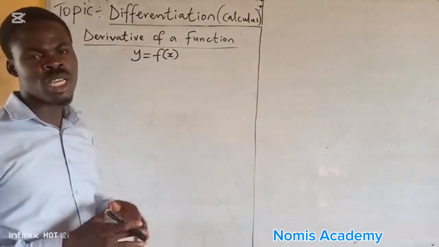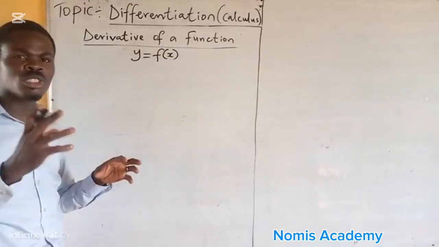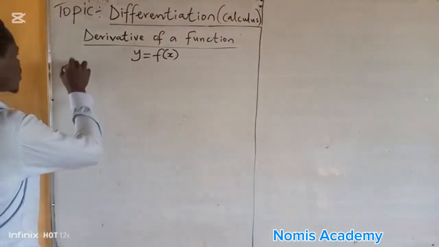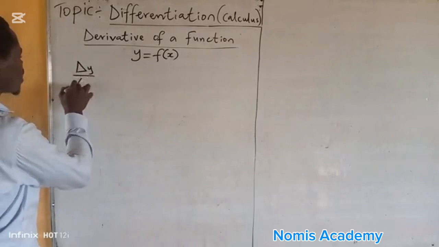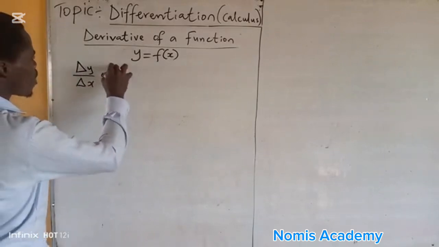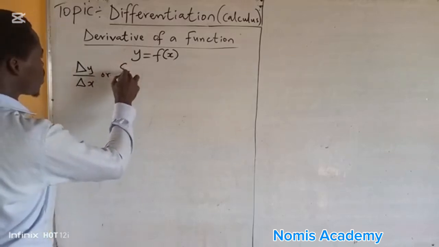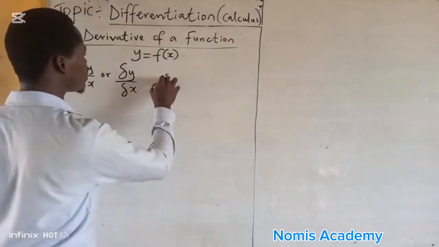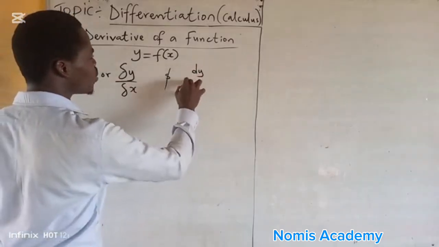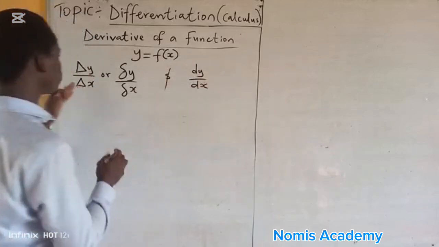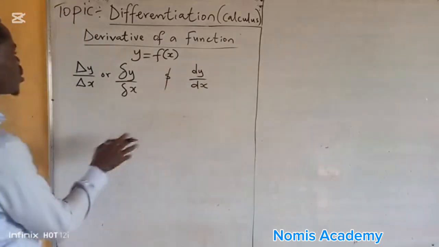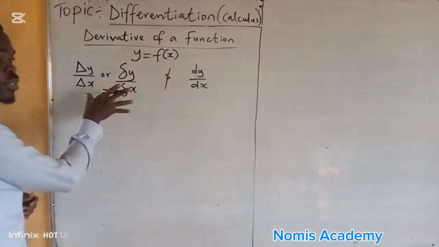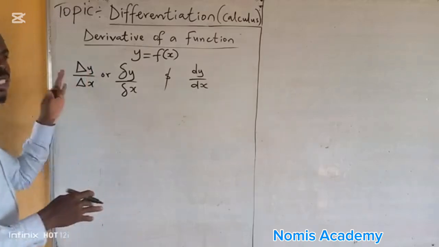Now in differentiation, there are different mathematical notations we must familiarize ourselves with. The first one is delta y over delta x, and we also have dy over dx. So we need to know the meaning of this notation. Mind you, either this or this, they mean the same thing. But this is totally different from this. We need to understand what they stand for.